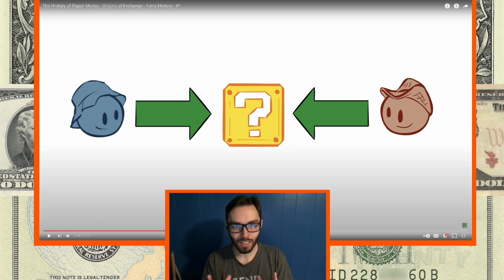The cool thing about this, we're not even getting to paper money here. We have to explain how just money works. Where does it come from? And that's a very interesting question.